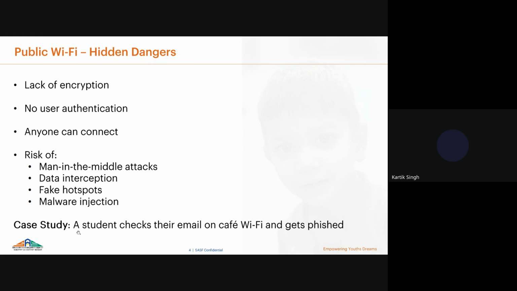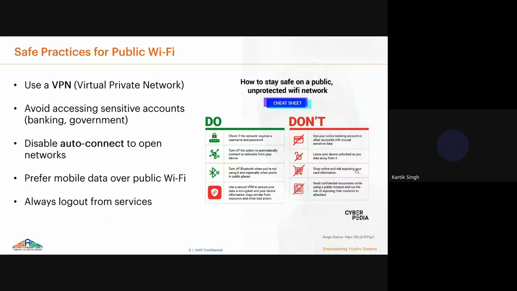There's also a case study in which a student checks their email on a cafe Wi-Fi and gets phished. Now, what might have happened over here is that someone was working on a man-in-the-middle attack, or had successfully completed one, and then intercepted the data, created a fake hotspot, and injected malware onto the student's device and got his credentials from his device. Now, what are some safe practices for public Wi-Fi's?